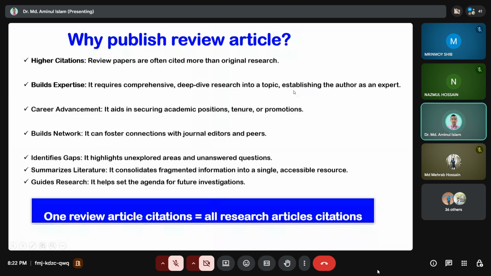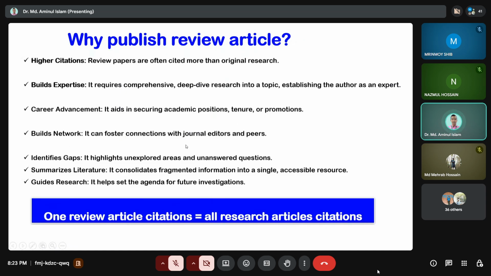So review articles are very important for your visibility in the scientific area. And you can also build expertise. When you publish 1 or 2 review articles, the editor will see it and they can invite you to review their manuscripts. So it is also a chance.